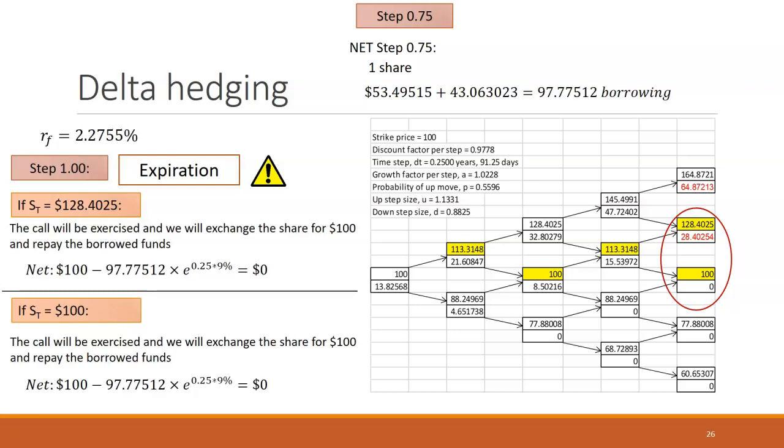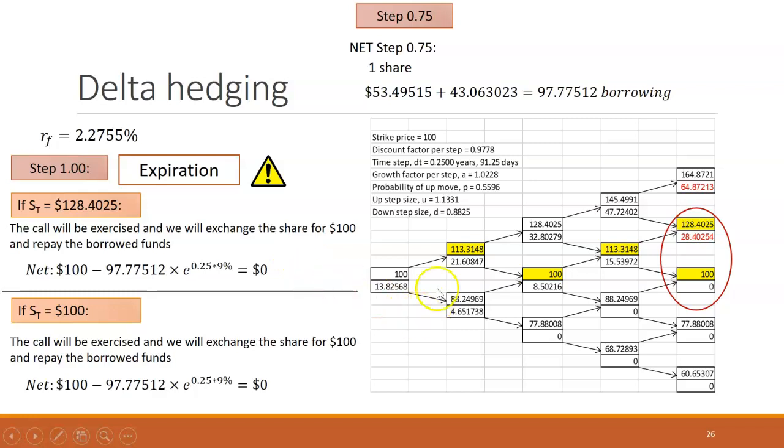And I don't have the slide here exactly the way I would like it to be, to tell you the truth. What we're looking at here is what you would have if you had shorted this call at the beginning, right? And so you're short the call here, and then you have gone through this process here. So what I'm saying here is I've shorted the call, and so that call is going to be exercised on me here, and I'm going to sell the thing for $100, and then I'm going to pay back my borrowing, and I'll net out at 0.